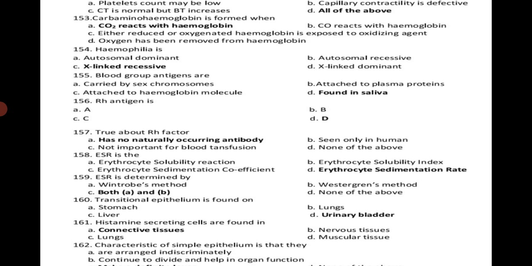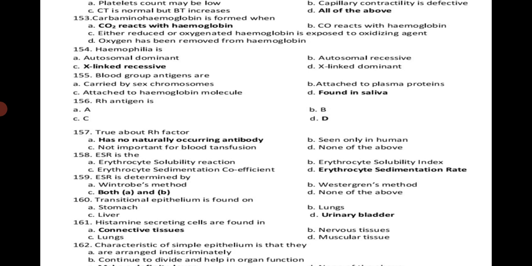Then question number 154, hemophilia is an X-linked recessive disease. It is a disorder in which blood cannot clot properly. Excessive bleeding occurs after any injury or damage. It is a genetic disease. It is an X-linked recessive disease. Two main types of hemophilia are there: hemophilia A and hemophilia B. Low amount of clotting factor 8 in hemophilia A, whereas low amount of clotting factor 9 in hemophilia B. So option C is the answer of question number 154.